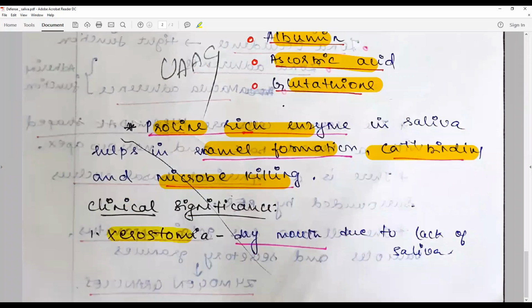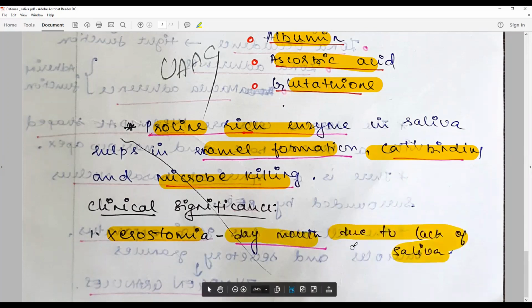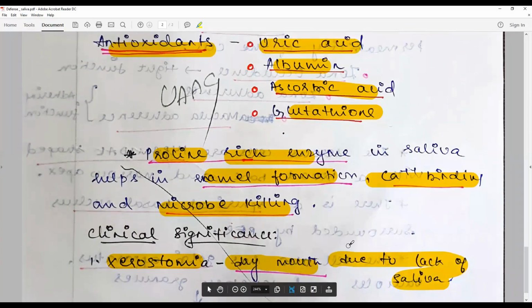Clinical significance. In case of xerostomia, when the volume of saliva is less, the microbial actions will predominate. It will include dental caries and periodontal pathogens. That brings an end to the discussion on the role of saliva in defense of the oral cavity.